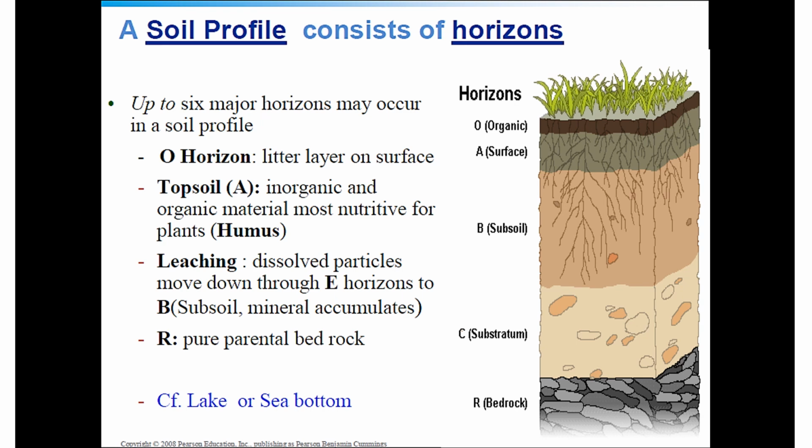The subsoil is where leaching is. Plant roots stop here. Dissolved particles move down through E horizons to B. This is where the minerals accumulate. Now we have the R, or the pure parental bedrock. The roots don't go here anymore because minerals no longer accumulate. Instead, this is bedrock. Okay, so those are the major horizons.